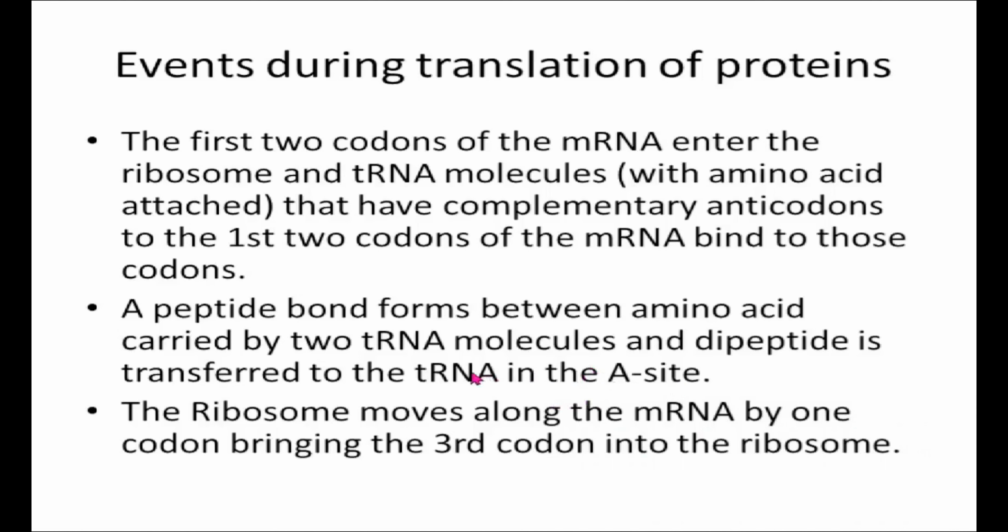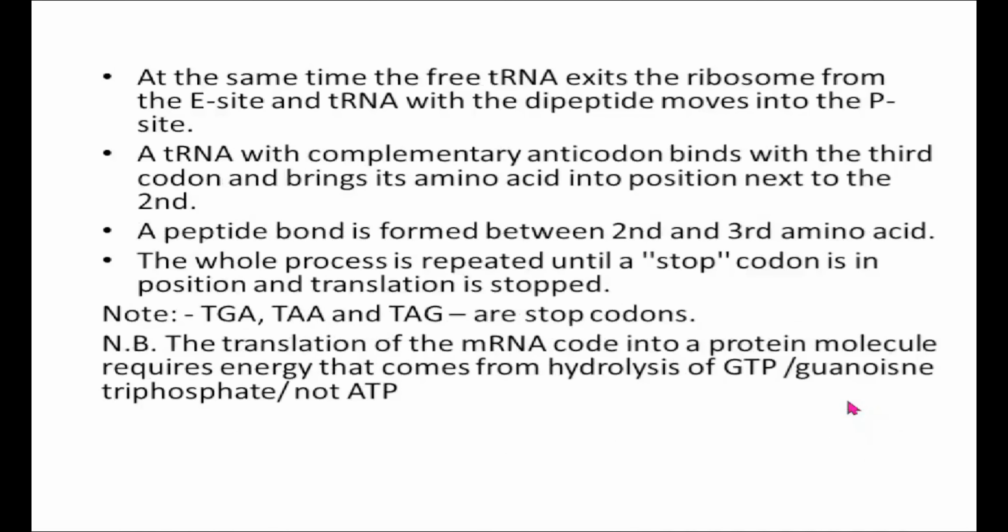Consider the sites on the ribosome, the three sites. The ribosome moves along the mRNA by one codon, bringing the third codon into the ribosome. Consider that the protein making process is on the way. At the same time, the free tRNA exits the ribosome from the E site, or exit site, and the tRNA with the dipeptide moves into the P site, the peptidyl site.